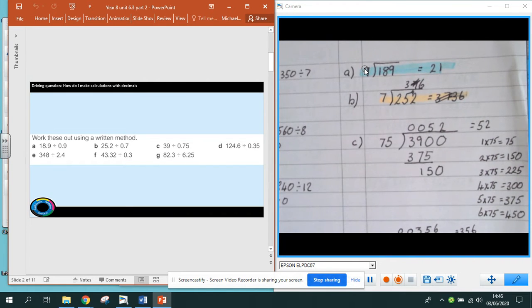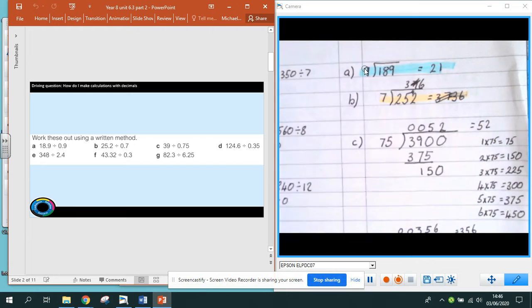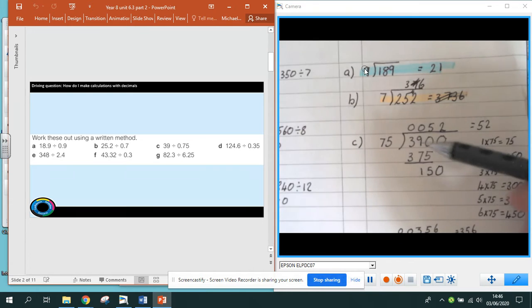Now, working my way across. How many 7s in 3? None. Use a pencil with a finer point, that's better, isn't it? How many 7s in 39? Still none. How many 7s in 390? Right, well at this point I can say yes, there are 75s, but I don't know how many.